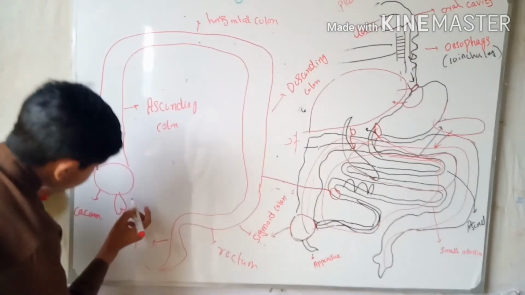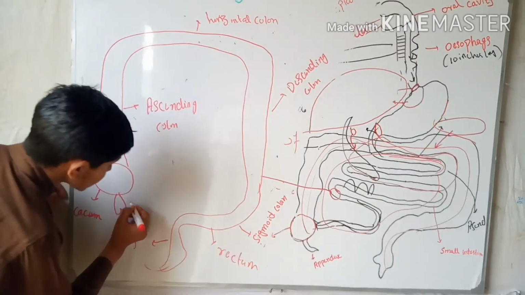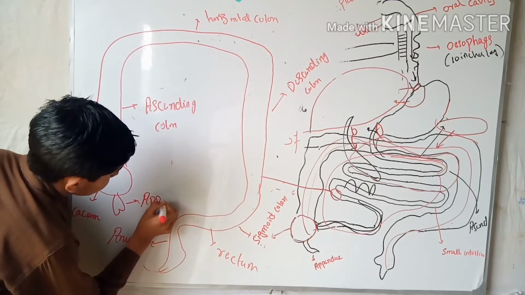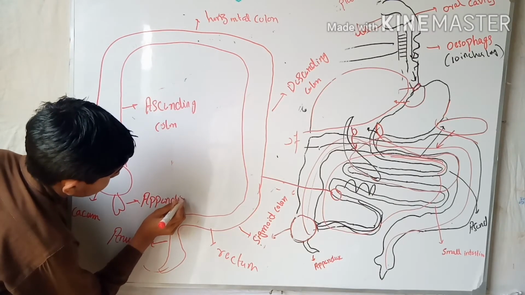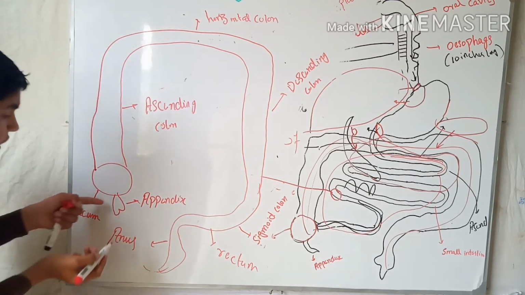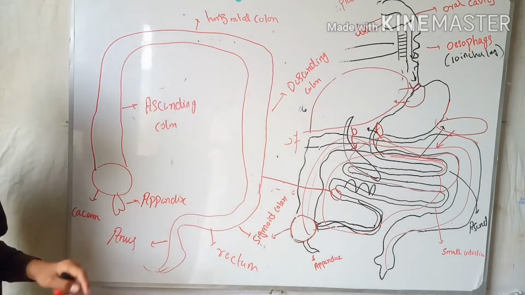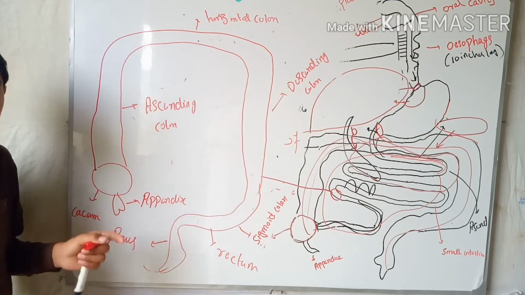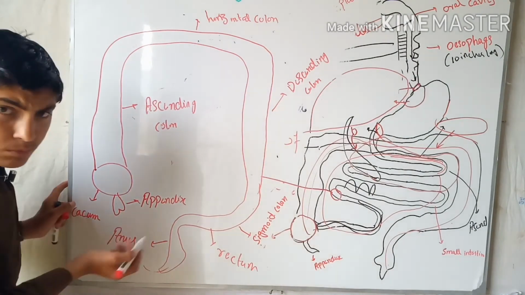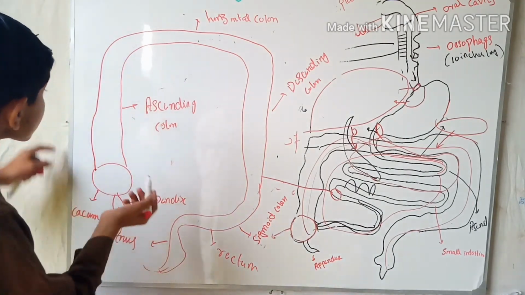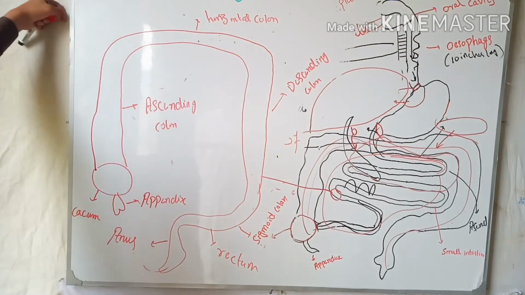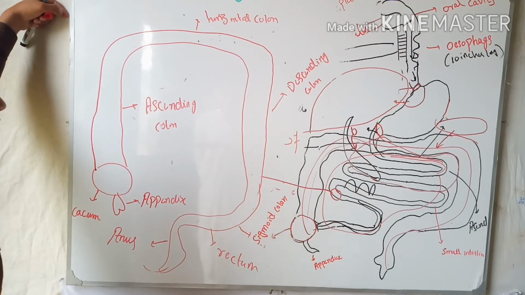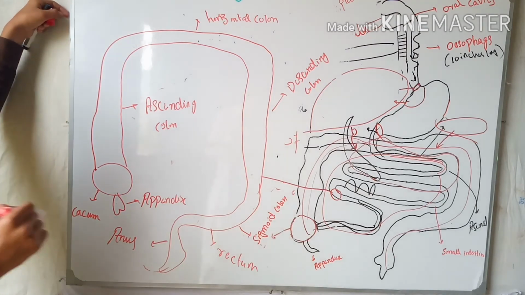This small part, about 5 inches long, is called the appendix. It doesn't have any function in the digestive system. So if it is damaged or cut, it doesn't matter. Actually, it is removed in some people. So the large intestine is mainly involved in the absorption of water.